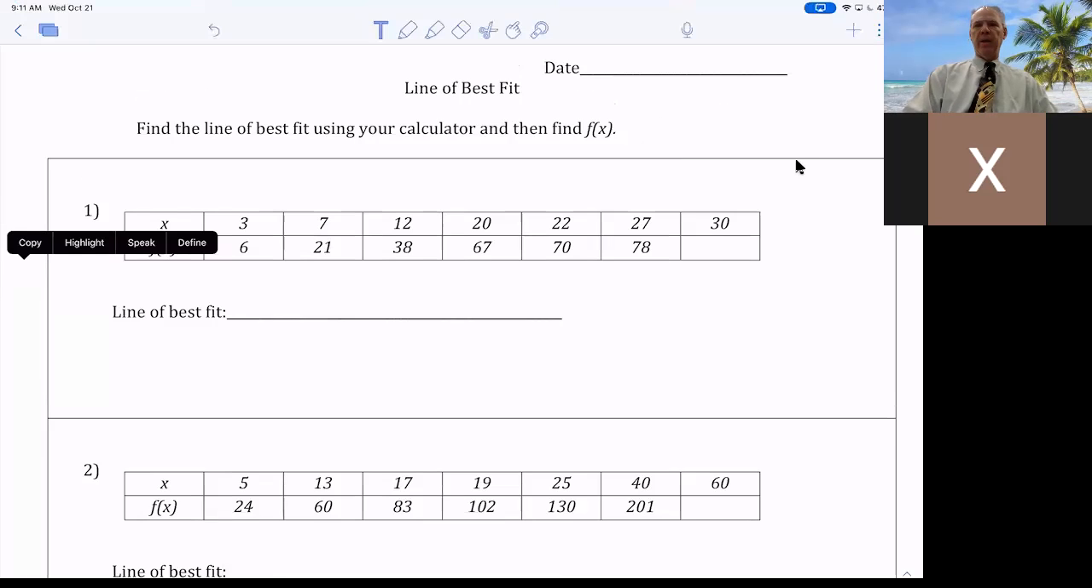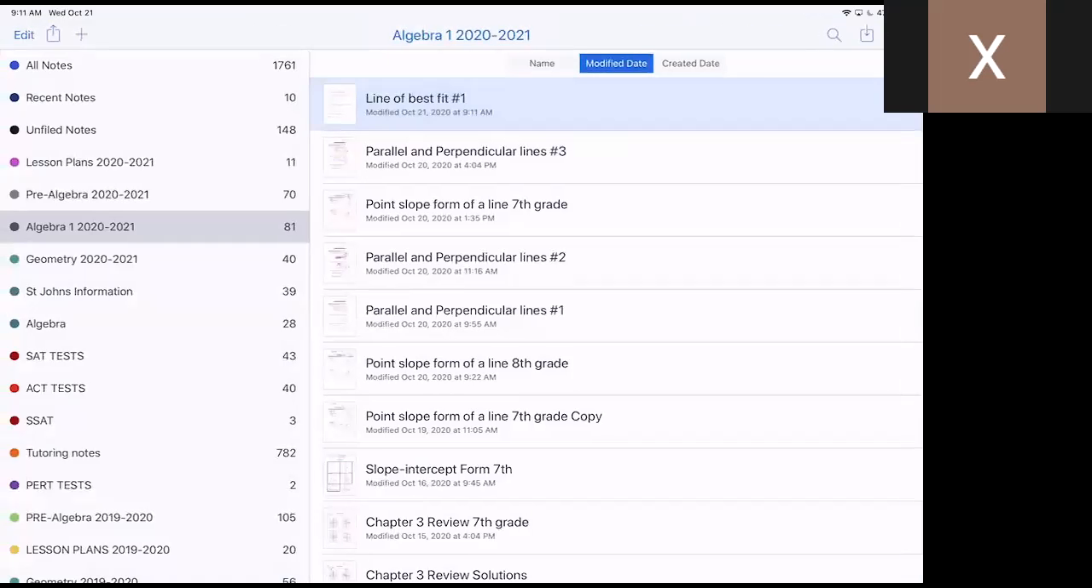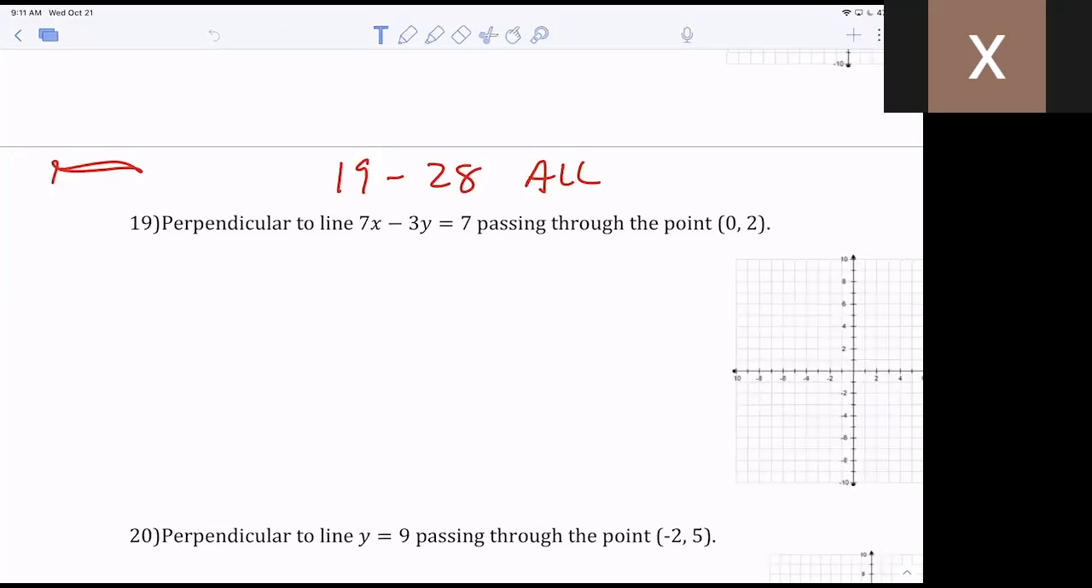All right, guys. Again, big day today. The calculator is super duper powerful, and I'm going to show you how it can actually write the equation of the line for you. Really cool feature on the calculator. But the first thing I want to do is click back to yesterday, lines that are parallel and perpendicular. Does anybody want me to do one in particular?